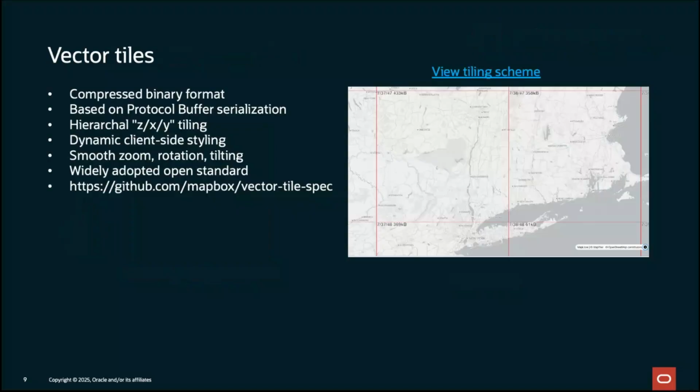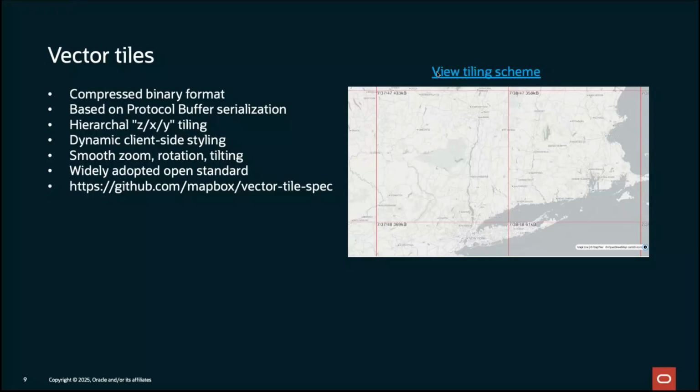So what are vector tiles? They are a compressed protocol buffer or protobuf format, binary format of geospatial data based on a global hierarchical system that I'll demonstrate in a second. And they have lots of really important benefits in terms of their performance and how they can scale and how widely adopted they are. And there's a link that we're going to share that'll point you to where you can read a little bit more about the vector tile spec.